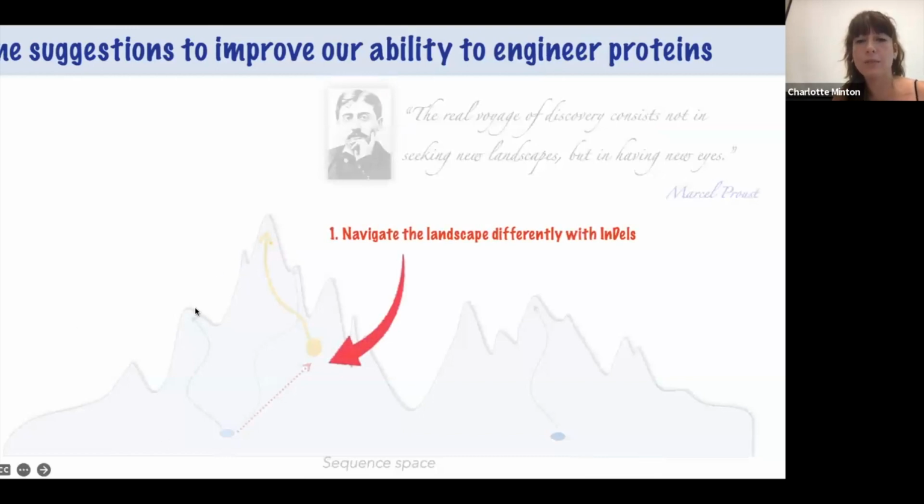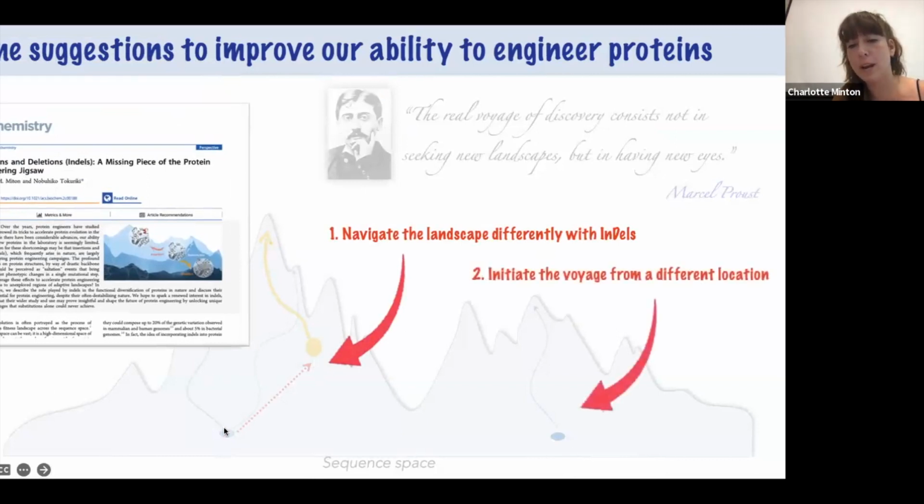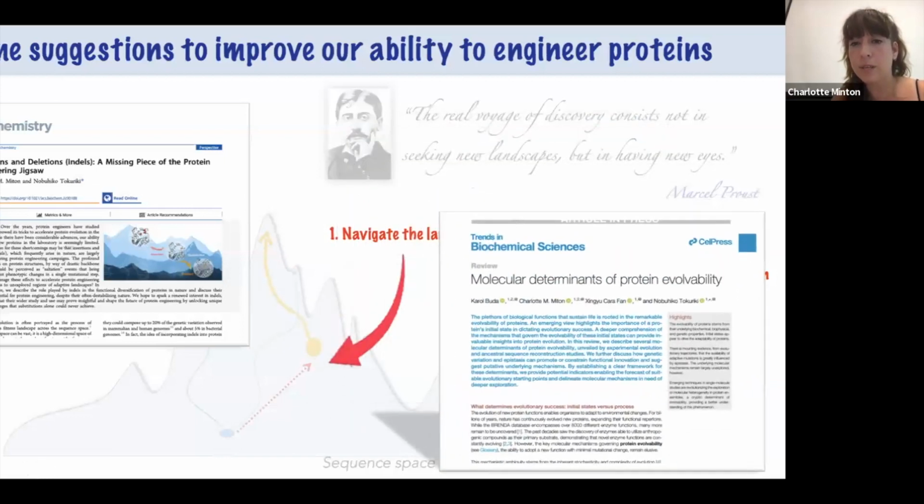One way would be to navigate the landscape using different mutations. For example, insertions and deletions are very dramatic mutational steps that enable you to jump in the fitness landscape. And we've just published a review last year on this in Biochemistry. And then another way is to perhaps start the voyage from a different location, that is, an alternative starting point within the fitness landscape. And we just published this in Trends in Biochemical Sciences. It's a review last Friday. So if you want to read more about this, you can check this out.